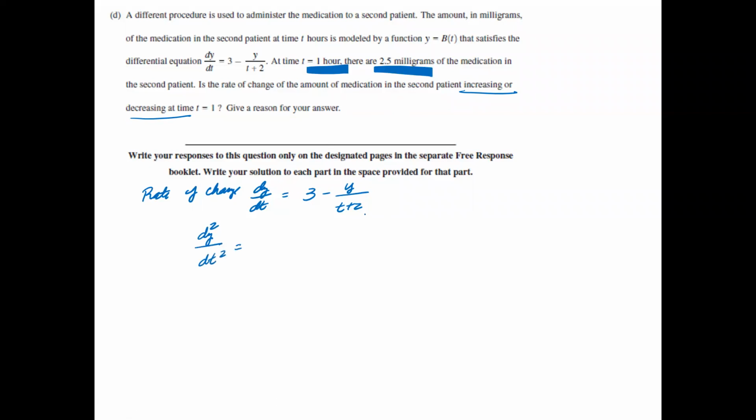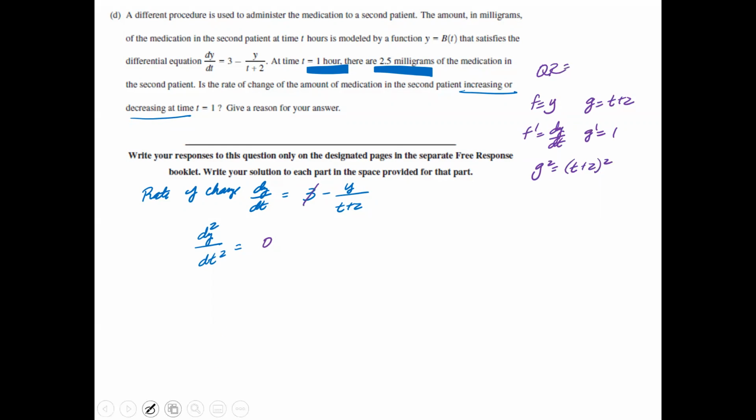Looking at this problem, as you're looking for the derivative of this, the derivative of 3 is obviously going to become a 0, so I don't need to worry about that. But then here, I'm going to have to do the quotient rule because your f is going to be y and your g is going to be t plus 2. So this is in terms of y, so anything that has a derivative of y, you have to put a dy over dt. So f prime is going to be 1 dy over dt, g prime is just going to be 1, and then g squared is t plus 2 squared.